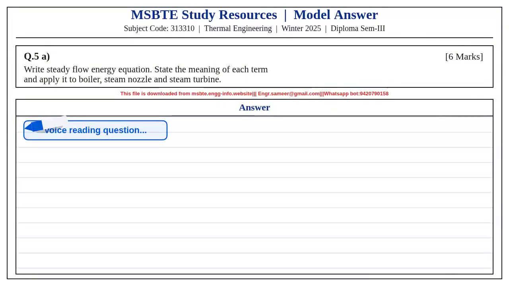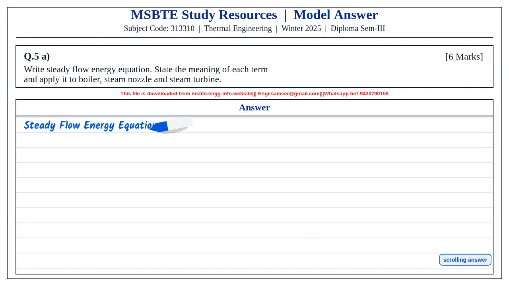Question 5a. Write steady flow energy equation. State the meaning of each term and apply it to boiler, steam nozzle and steam turbine. Steady flow energy equation per kilogram is Q + H1 + C1²/2 + gZ1 = W + H2 + C2²/2 + gZ2.